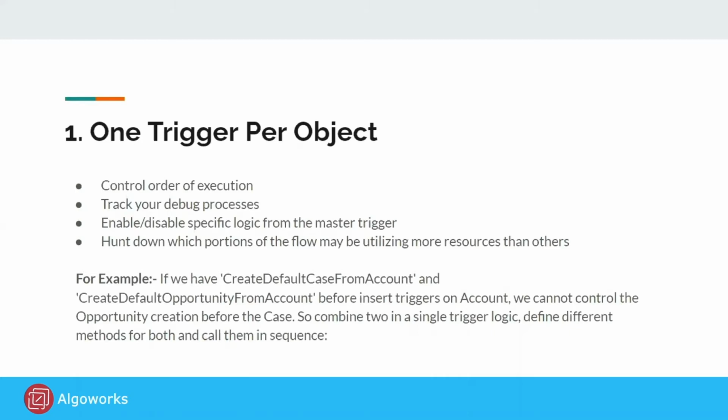For example, if we have two triggers, both on before insert on Account, called create default case from account and create default opportunity from account. In this scenario, we will not be able to figure out which trigger will run first or which portion of code, which logic will run first. So combine these two triggers in a single trigger and then define different methods in the handler class and call them accordingly.